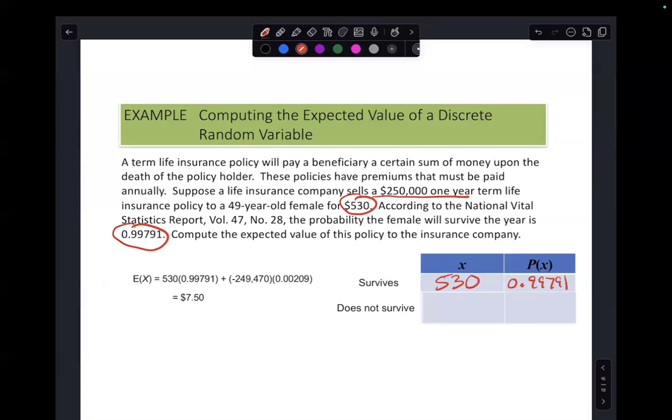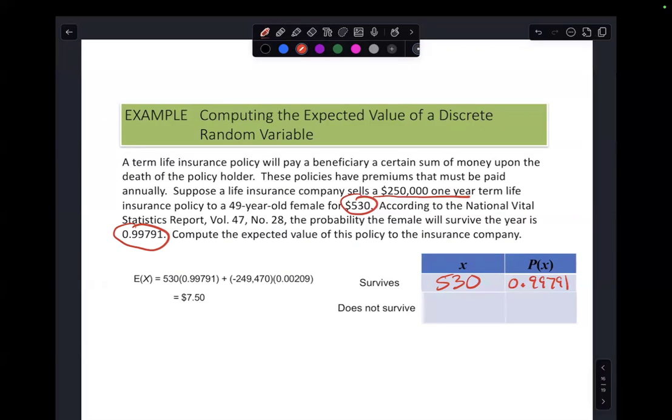If she does not survive, it's going to cost the insurance company $249,470, because that's the $250,000 that they have to pay out, but they did take in the 530. So I just subtracted that 530 from it. So they're going to lose $249,470. And the probability of that happening: all I did was take one and subtract the 0.99791. I used the complement to get that other number.